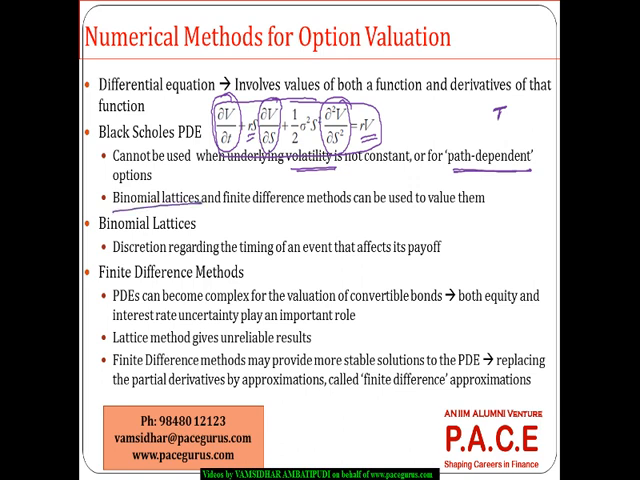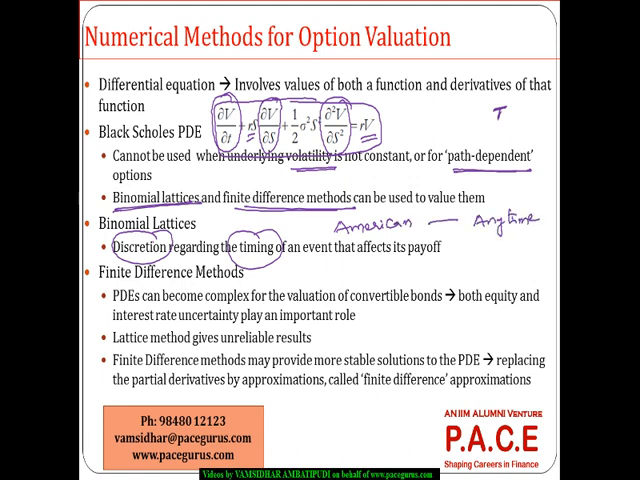That is where binomial tree models and finite difference methods come into the picture, especially when there is some level of discretion with respect to the timing. American options can be exercised at any time.